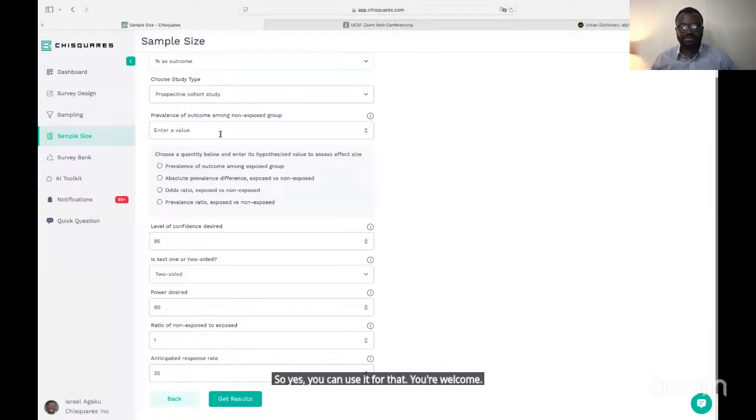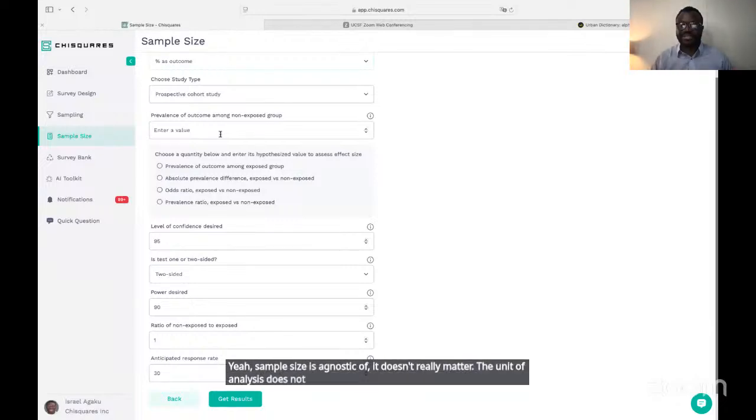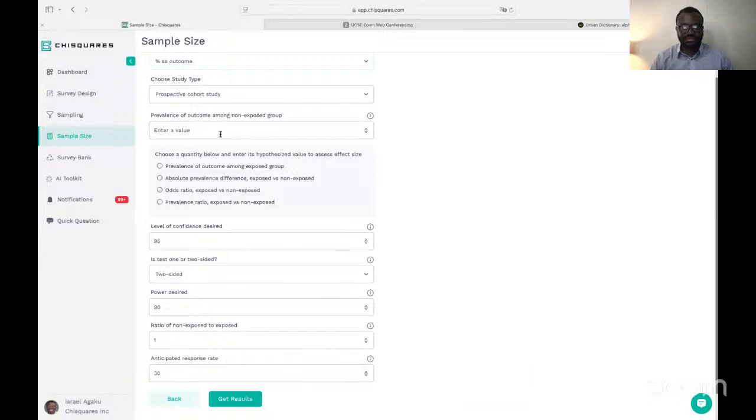And Prof, someone asked the same question, but for hospital studies. Yes, sample size is agnostic of that, it doesn't really matter. The unit of analysis has no bearing on it. Okay.